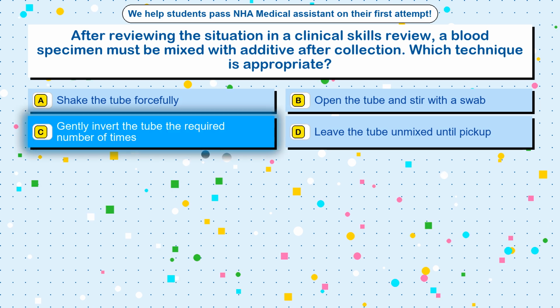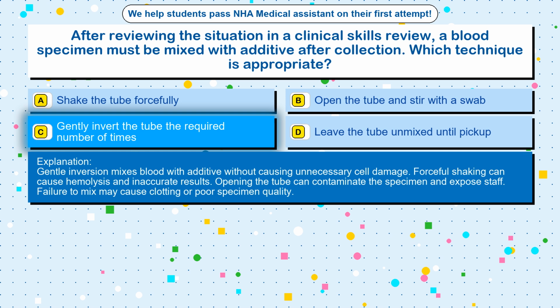The correct answer is option C, gently invert the tube the required number of times. Gentle inversion mixes blood with additive without causing unnecessary cell damage. Forceful shaking can cause hemolysis and inaccurate results. Opening the tube can contaminate the specimen and expose staff. Failure to mix may cause clotting or poor specimen quality.